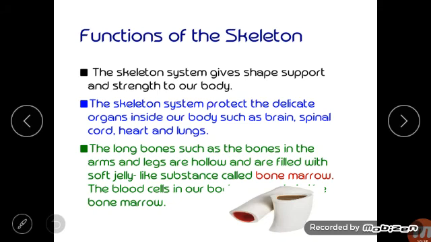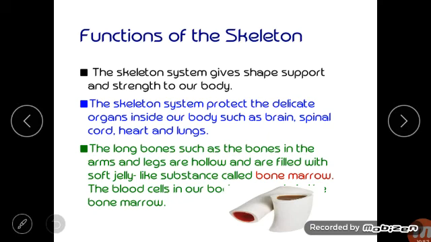Now, what are the functions of the skeleton system? The skeleton system gives shape, support and strength to our body. If your bones are strong, then you have more strength, and they give you shape also. Because of the bones you get the structure of your face. Because of the bones only you are able to stand, sit. How are we able to sit and stand? Because of the support of the bones. So the skeleton system gives shape, support and strength to our body.